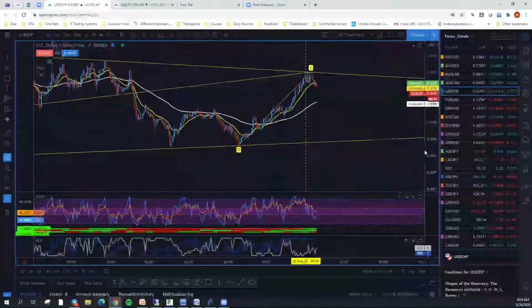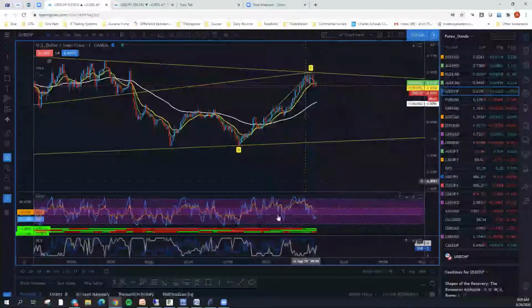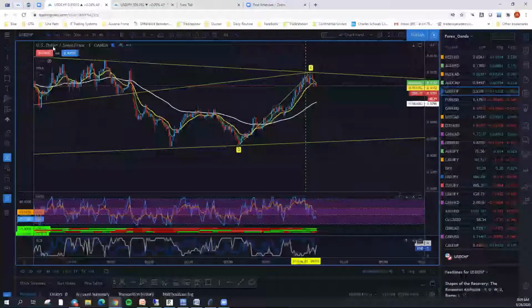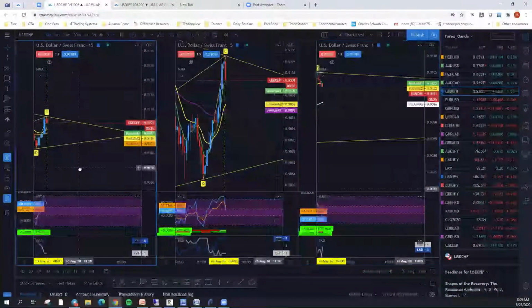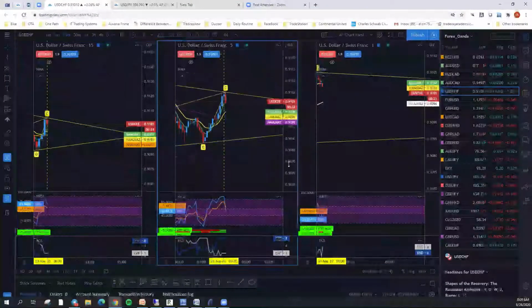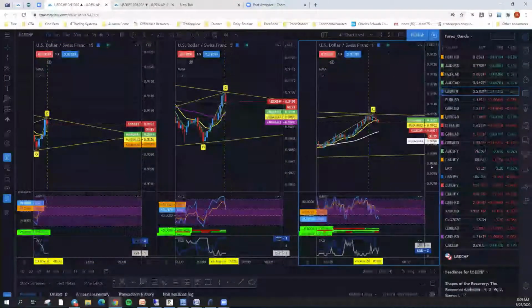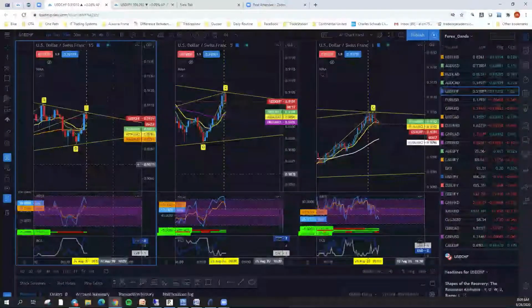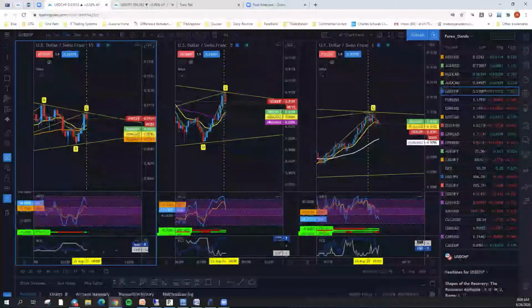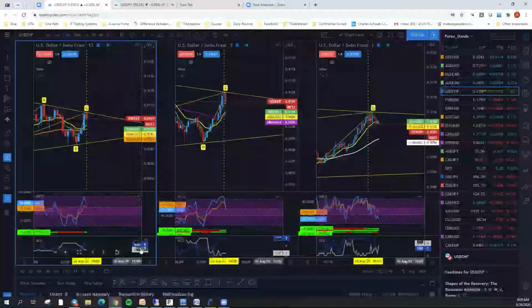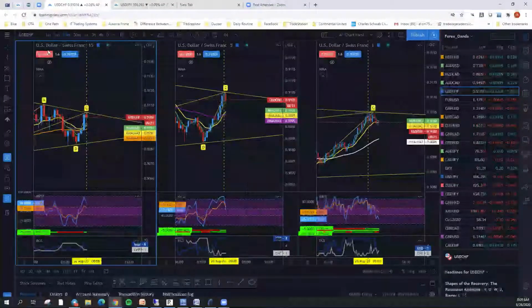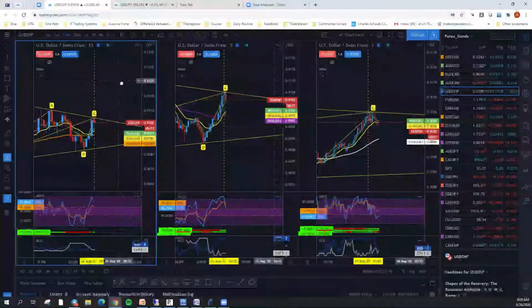Coming down here, and now I'm looking to see where my strength is. If I look at all my charts on my 3 time frames, you're going to see that right now we have strength to the dollar, strong, which means the dollar is the first currency of the pair. So if it's strong, we're looking for a break to the upside.